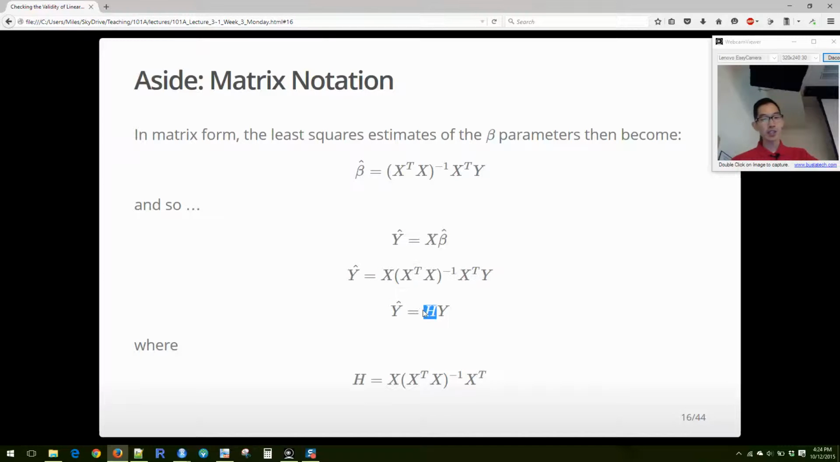Okay, and so we have given this quantity right here a name. This is called H. This is known as the hat matrix because when you multiply y by the hat matrix, you get y hat. So this thing is called the hat matrix, or H, and it's x times x transpose x inverse x transpose. It can be thought of as the projection of y onto the x space. So it's basically the projection of y into its hat form. Okay. So anyway, you have this result. So this is the hat matrix, H.